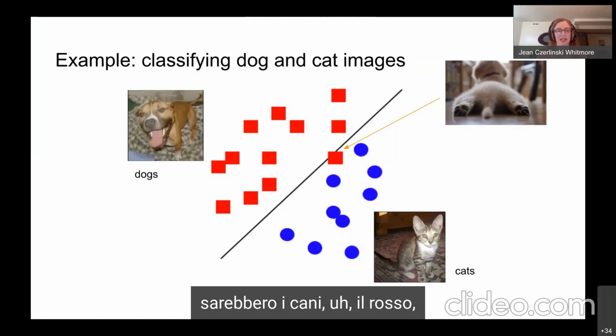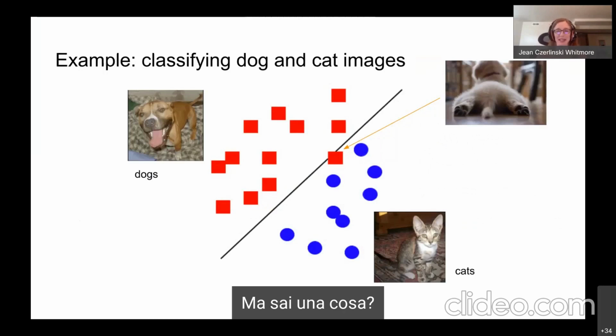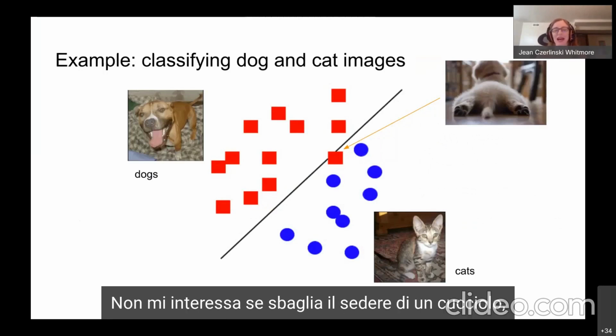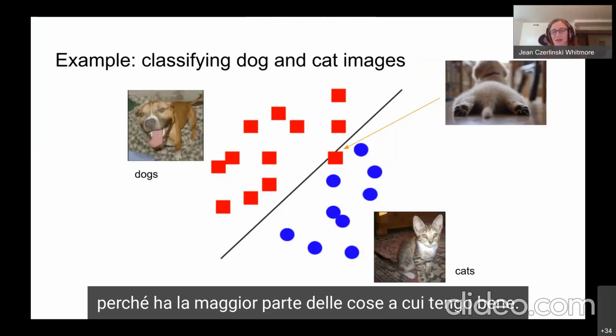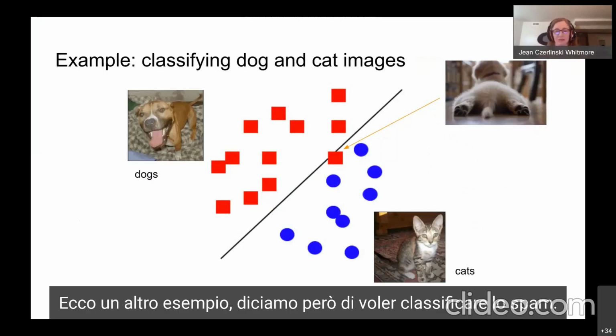And again, an example of these would be the dogs are the red, the cats are the blues. And there is a picture out there. This is the butt of a puppy, which apparently often gets misclassified as a cat by these simple models. But you know what? I don't care if it gets the butt of a puppy wrong, because it got most of the things I care about right, so the simple model is good.